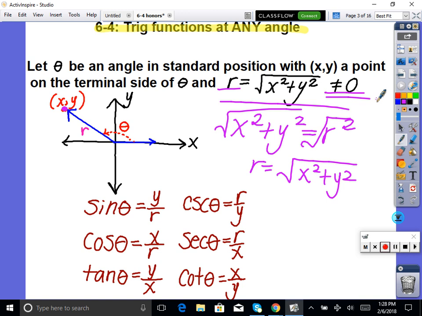Good point. A circle wouldn't be a circle if it doesn't have some length of a radius. It would be just like a point, right? 0, 0 here or whatever. So good point. A radius has to have a length.